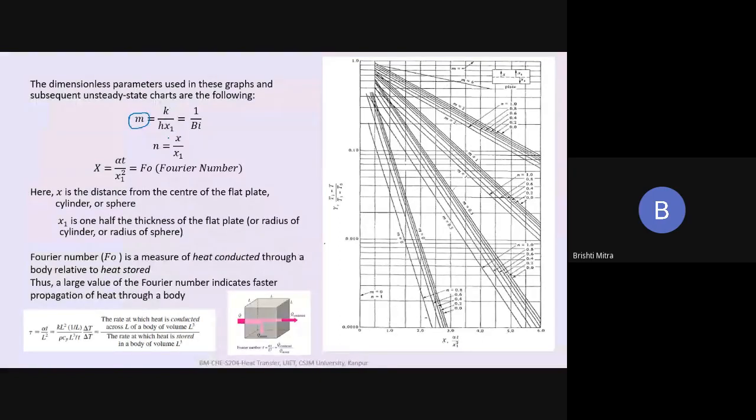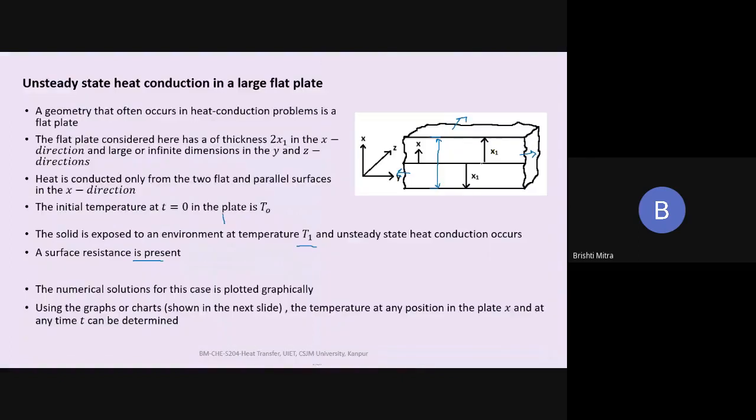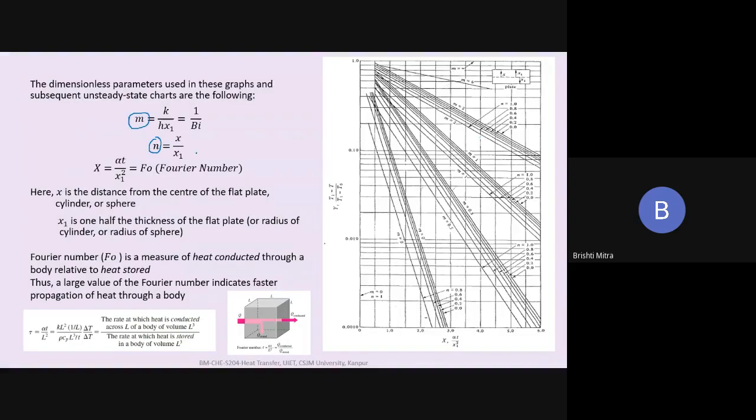The next term is n. n is the dimensionless distance, which is x by x1. If this is x1, any x out here is divided by the total distance x1. So the ratio can go from 0 to 1. So the n value can go from 0 to 1. The other term that is involved, which we are calling capital X, is alpha t by x1 square. This is called the Fourier number.